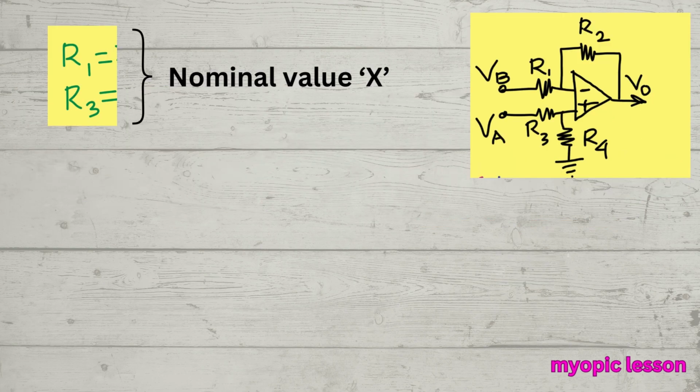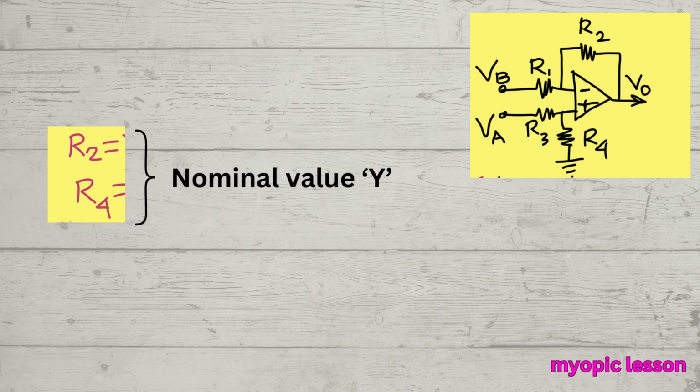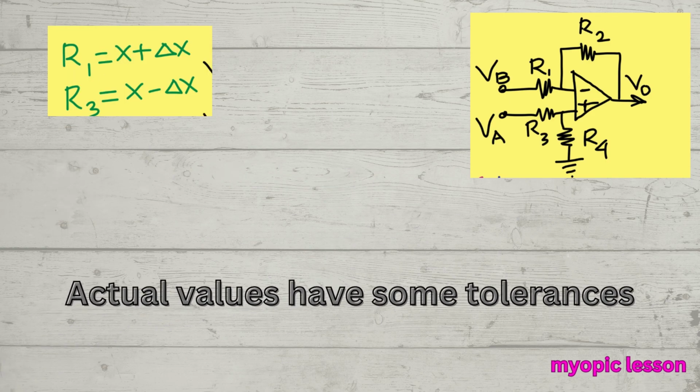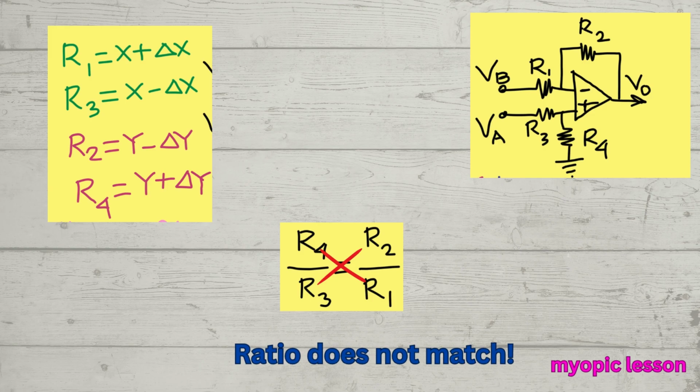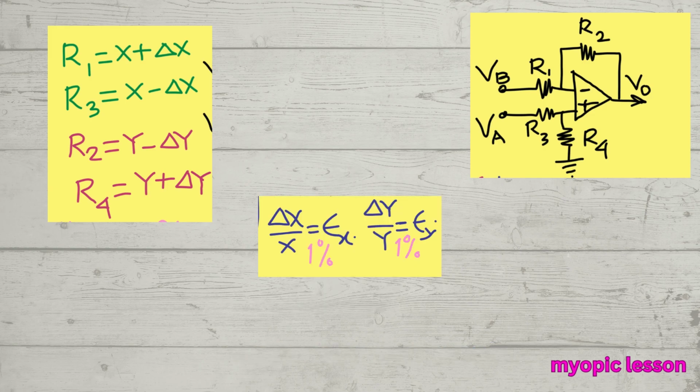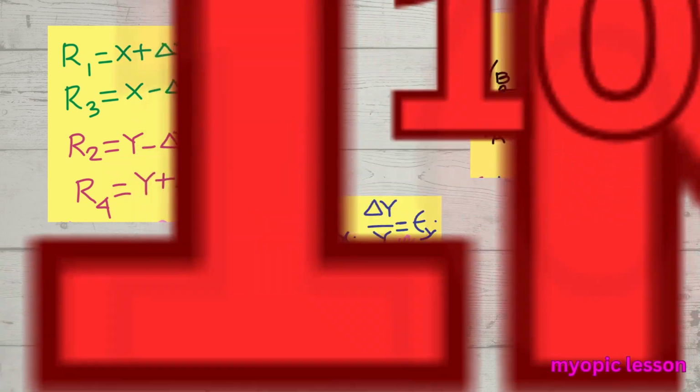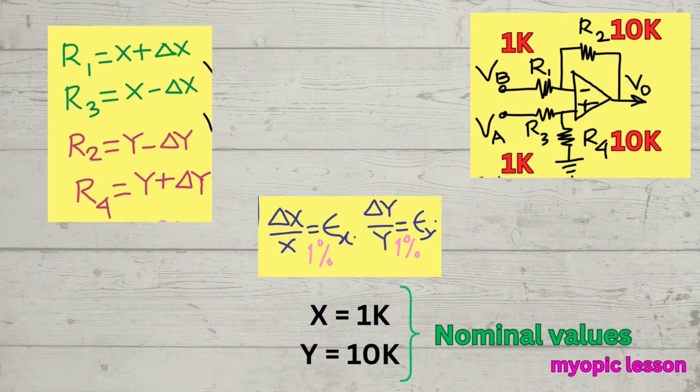We assume each of R1 and R3 has nominal values X and each of R2 and R4 has nominal values Y. Their actual value may deviate from their respective nominal values by some amount delta X and delta Y. We also assume that each of these deviations or tolerance of the resistors is within plus minus 1%. For the sake of easy explanation, we assume that the nominal values to be 1K and 10K respectively.